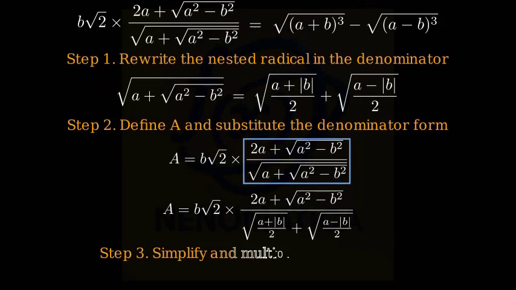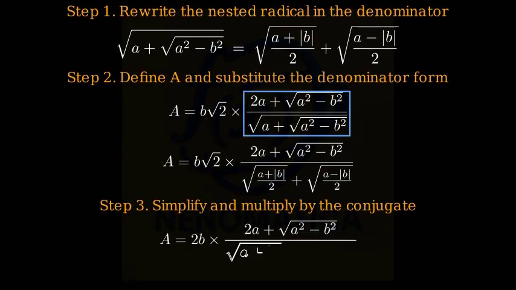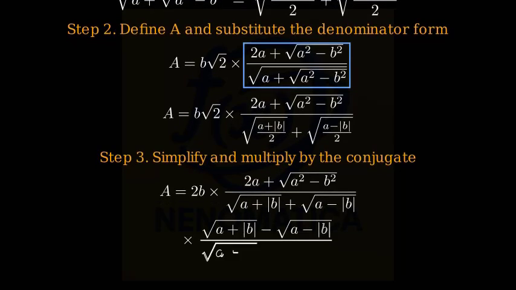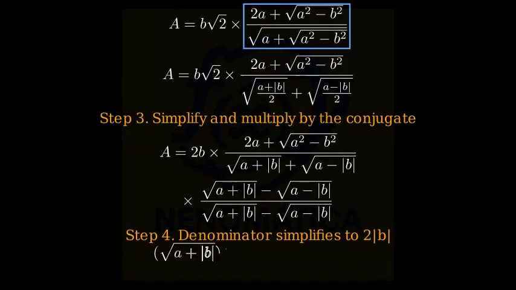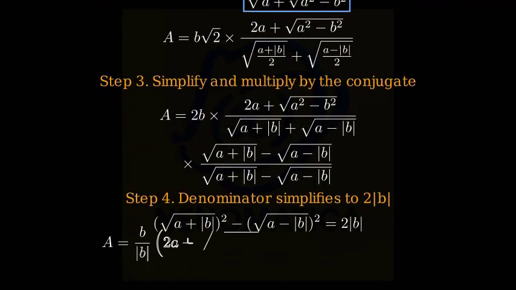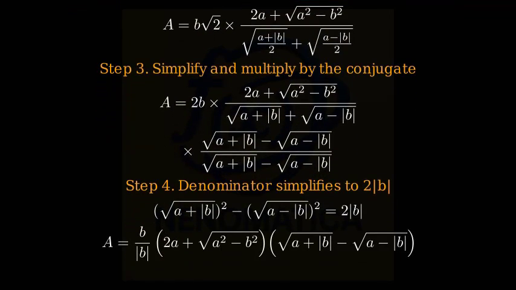Factor the 1 over square root of 2 from the denominator to get 2b in front. Then multiply numerator and denominator by the conjugate, that is, the difference of the same radicals. The product of the sum and difference gives a difference of squares. The denominator becomes 2 times the absolute value of b. Simplifying yields b over absolute b times the two factors in the numerator.